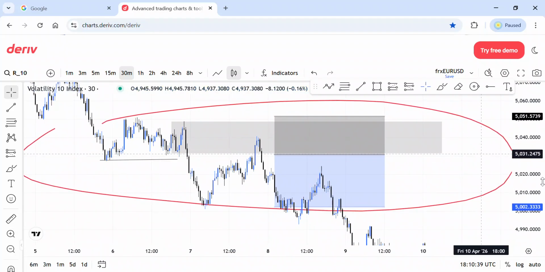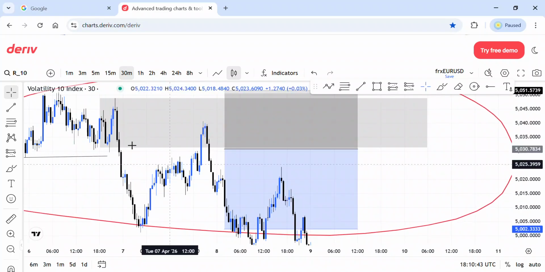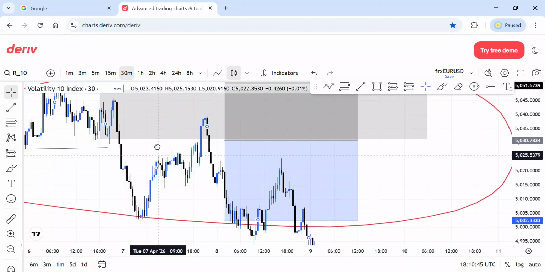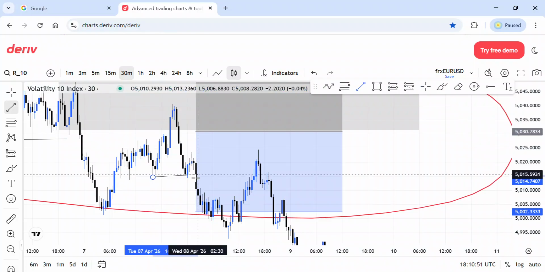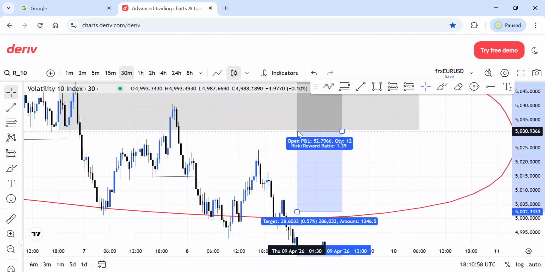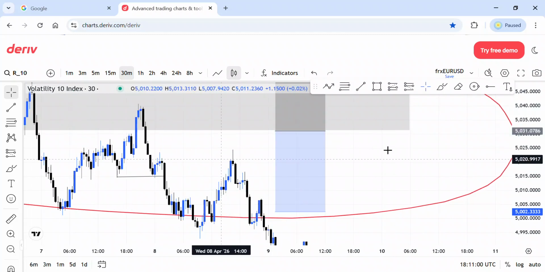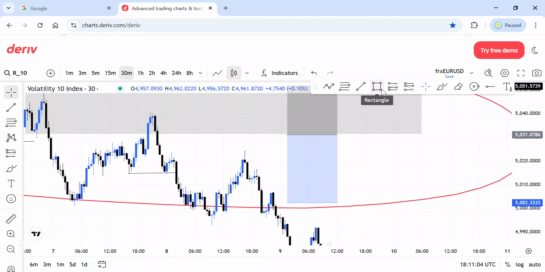As you can see, when price came back to this order block, like this supply zone rather, we have a choke. This is our choke. Price gave us a choke here. Now how are you going to sell? You look for another supply zone.